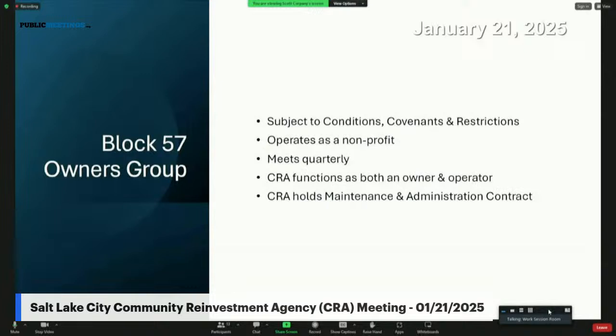However, the Boyer Company, which owns the One Utah Center, does lease the parking garage from the agency and is involved in the shared parking agreement and management of that structure in conjunction with ourselves, the agency, the plaza, and the hotel. The CRA functions as both an owner and operator through 2 additional agreements outlined in the CC&Rs, the maintenance contract and the administrative contract.